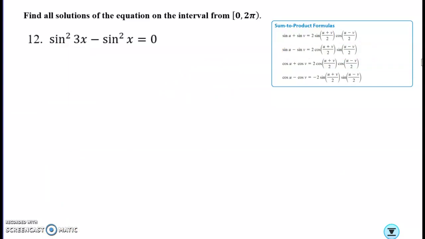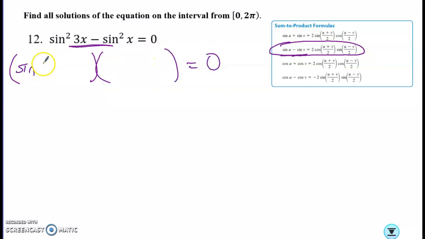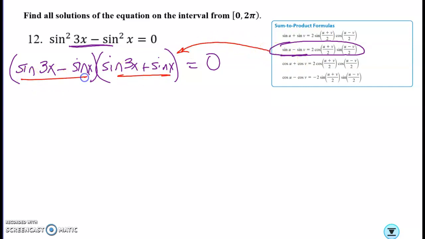Number 12, find all solutions to this one from 0 to 2 pi. Again, we're going to have to use another sum to product formula. If I look at this, I have a difference, and the two differences are with sines. So this is the formula that I'm going to use. Actually, before I even use that, I'm going to do some FOIL or factoring. This is the difference of two squares. So I'm going to factor this to the sine of 3x minus the sine of x times the sine of 3x plus the sine of x.